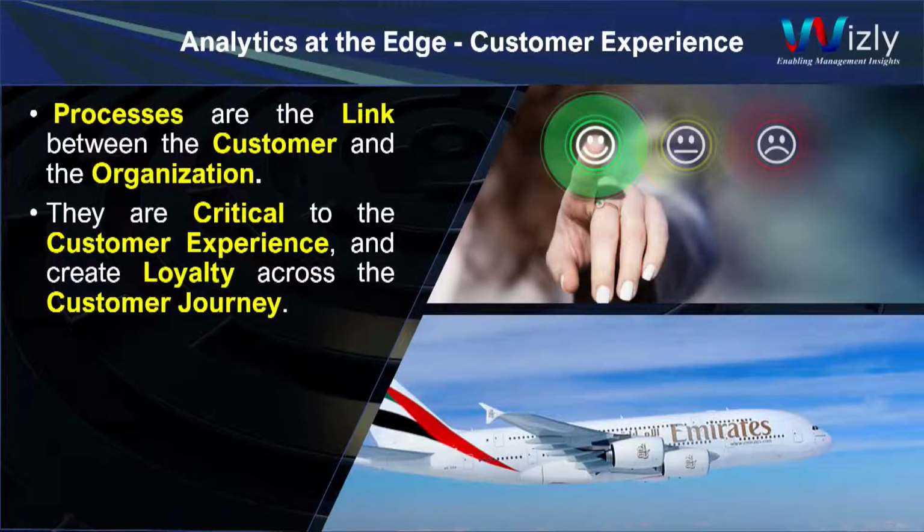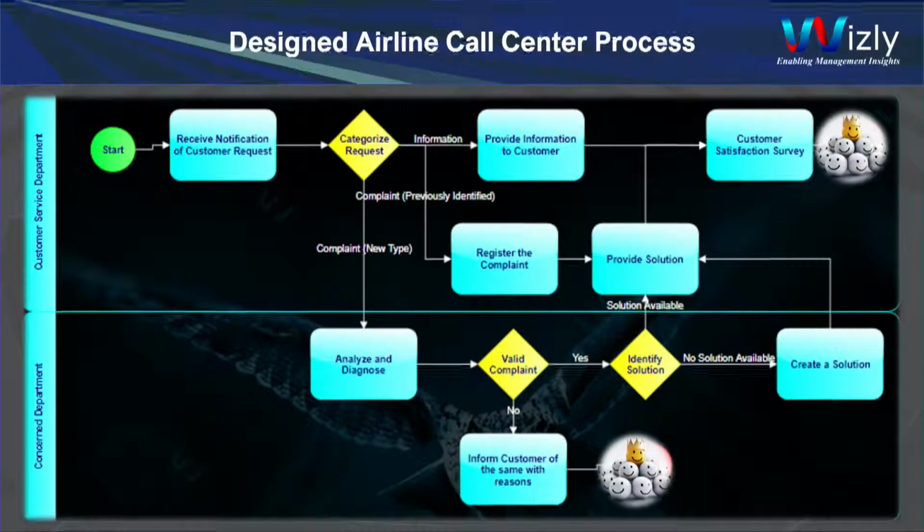So processes are the link between the customer and the organization always. They are critical to the customer experience, and especially in the airline industry, they drive loyalty across the entire customer journey, from check-in all the way till you leave. Let's take a look at the design call center process. It starts with handling information requests as well as complaints, finding solutions for all of them, but also balancing airline policy and customer needs. So let's see what insights we can find in this process.